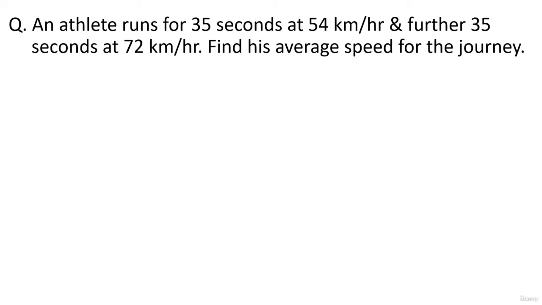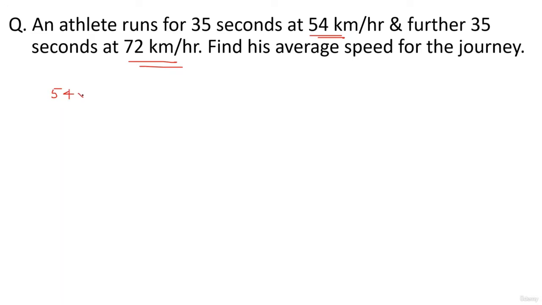Let's solve a few questions based on this now. An athlete runs for 35 seconds at 54 kilometers per hour and further 35 seconds at 72 kilometers per hour. Find his average speed for the journey. Now, guys, one way to solve this question is that you can convert the given speeds, 54 kilometers per hour and 72 kilometers per hour, into meters per second and then find out the total distance and divide by total time. So let's do that.